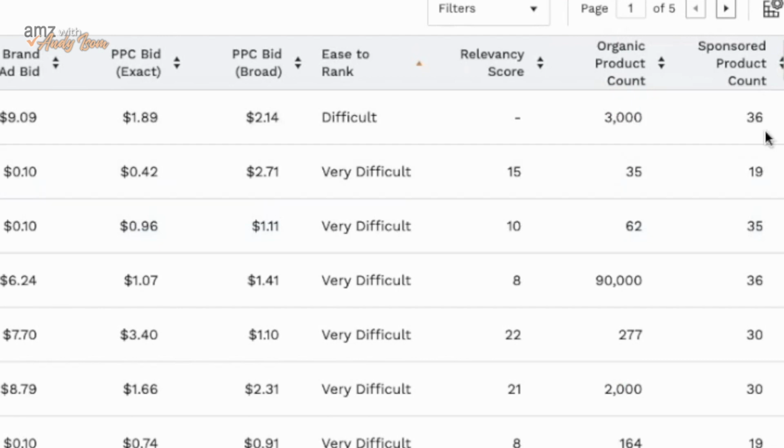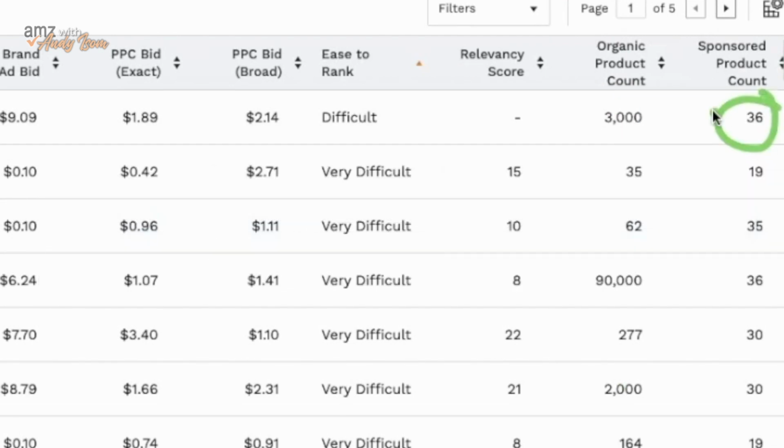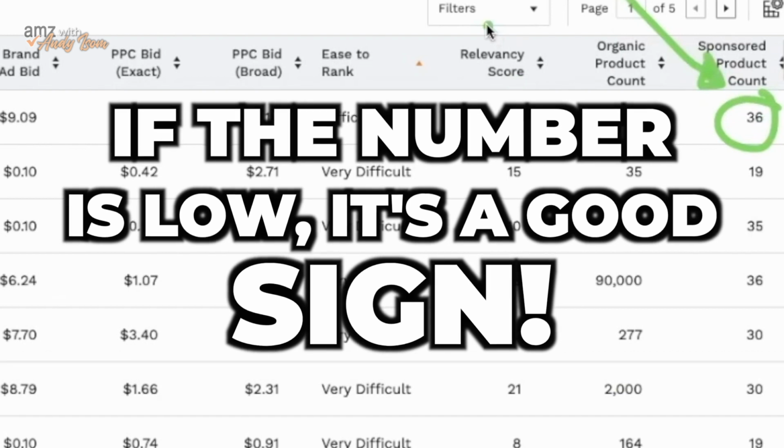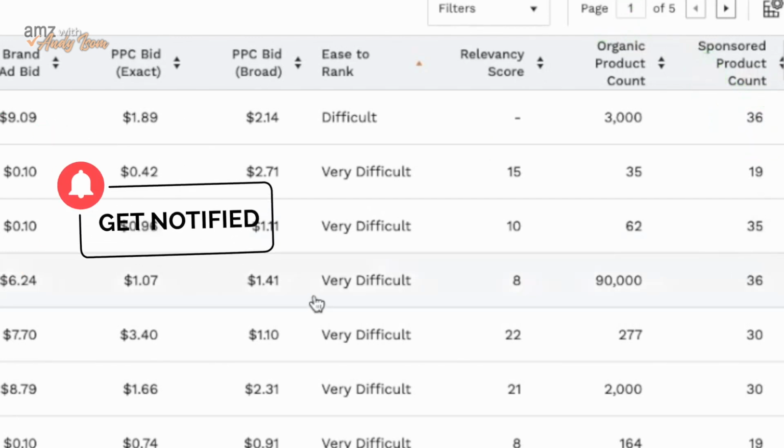So if you want to sell gardening gloves, you're competing with around 3,000 other listings. But sponsored product count is showing how many listings are being sponsored, like how many listings have advertising money behind them. If this number is low, that's a good sign. I know a lot of other Amazon coaches and people who teach Amazon strategy. This is a metric that they look at very specifically, very heavily to see what your competitors are advertising. So what does the sponsored product count look like? How many sponsored listings are on page 1?